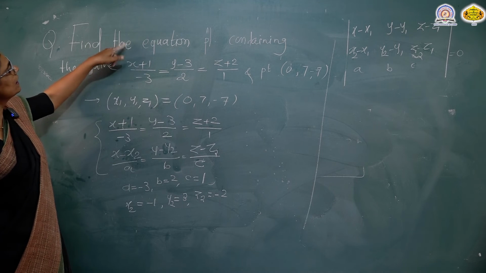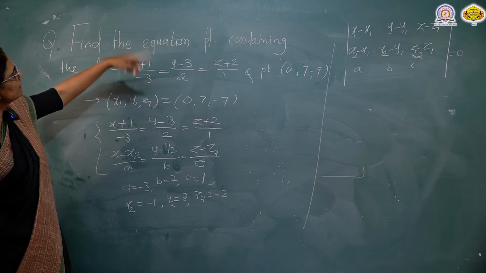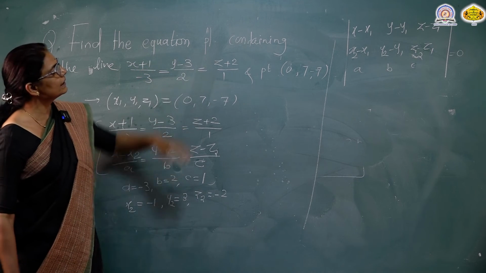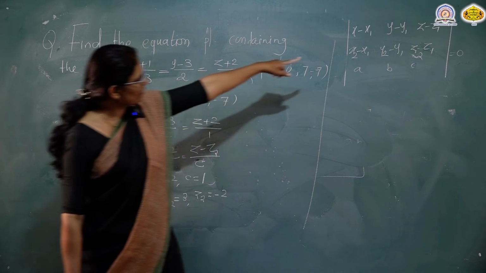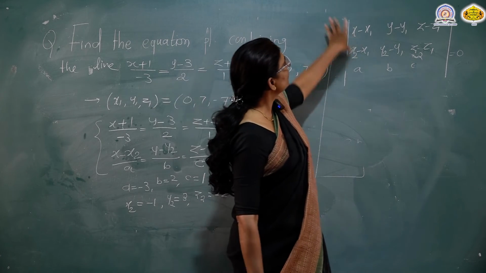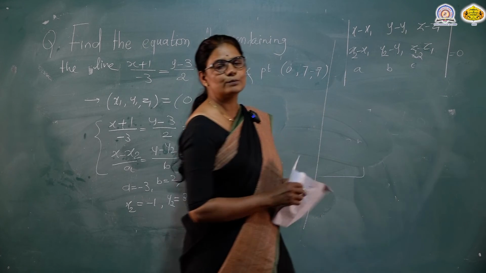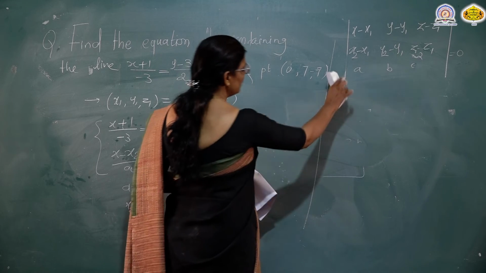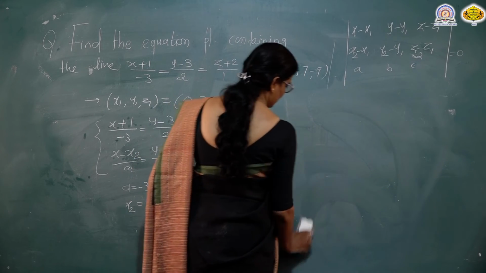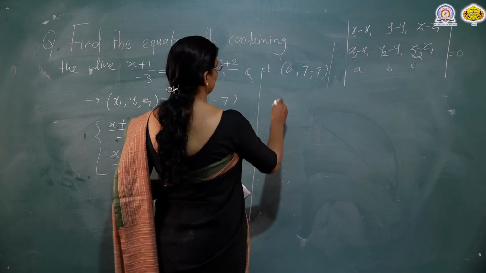Now we have to find the equation of the plane containing the given point and the given line. So its required equation is this determinant equals 0. Now we have to put in all the values and solve the determinant, so we will get the required answer.